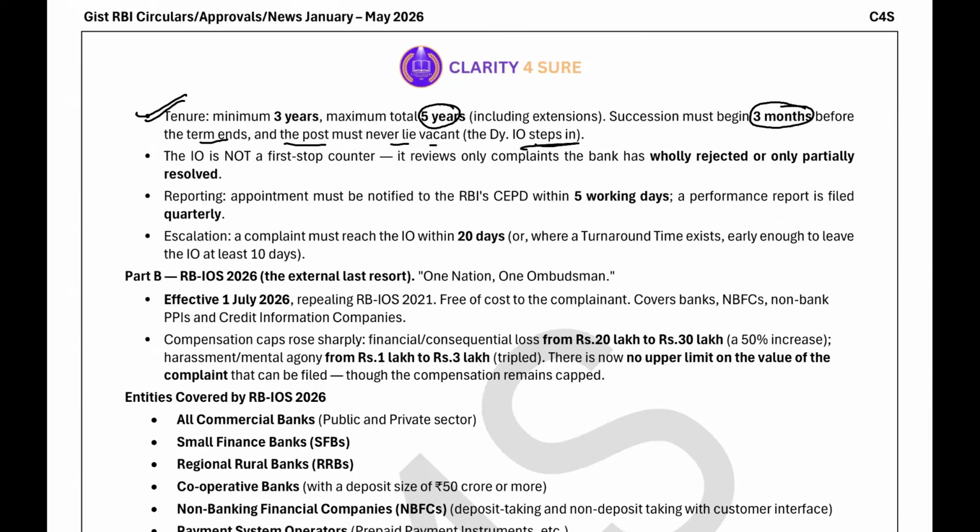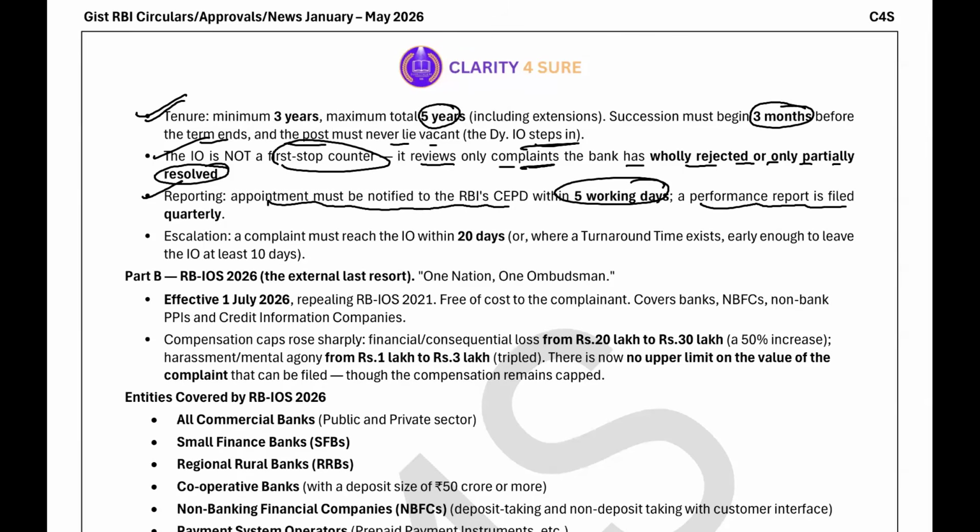It is important. The IO is not the first stop. It reviews only complaints that the bank has wholly rejected or only partially resolved. Banks have wholly rejected the complaint that has been raised to the integrated ombudsman, right? Or it has been partially resolved. Now what is the reporting time? It is important. Appointment must be notified to the RBI CEPD within 5 working days.